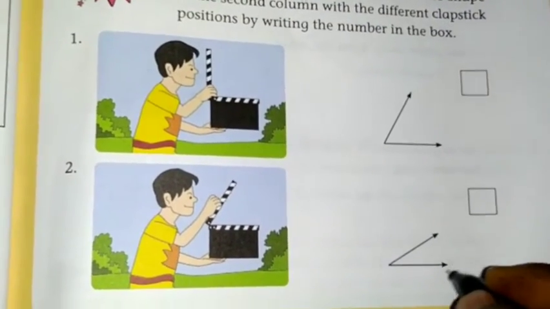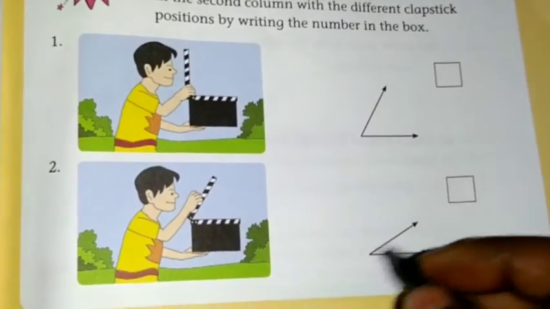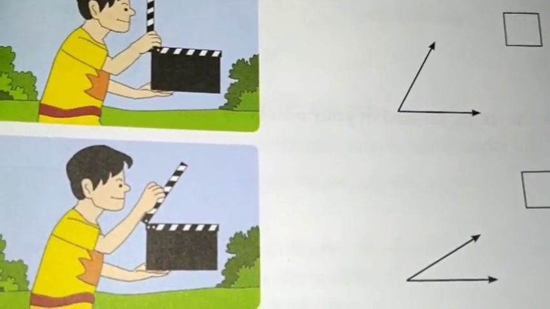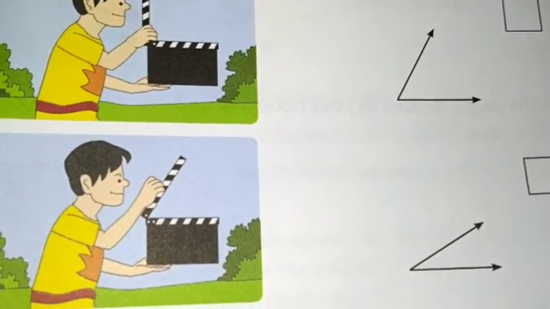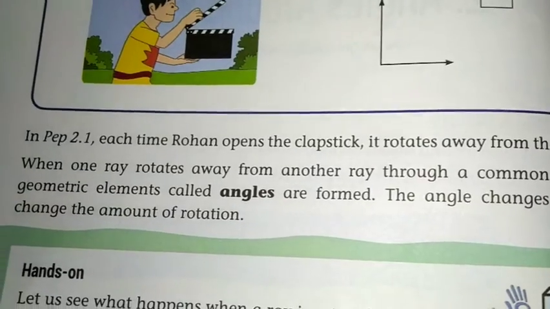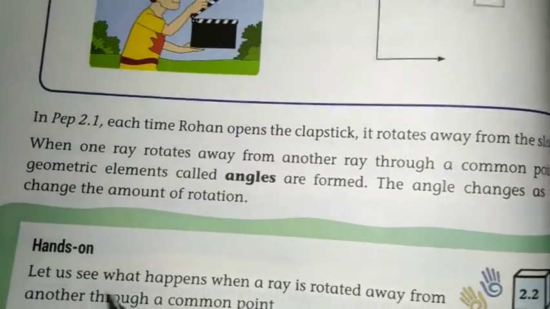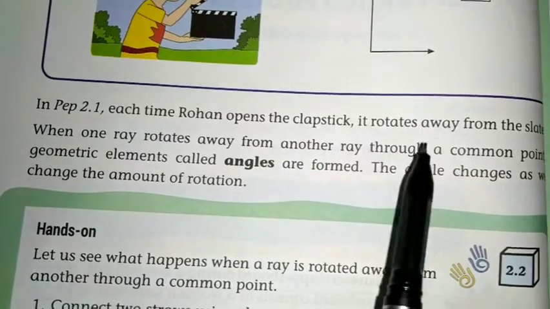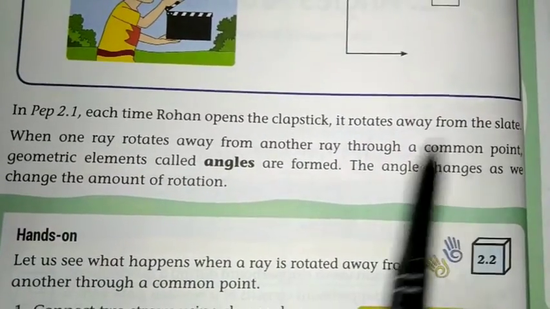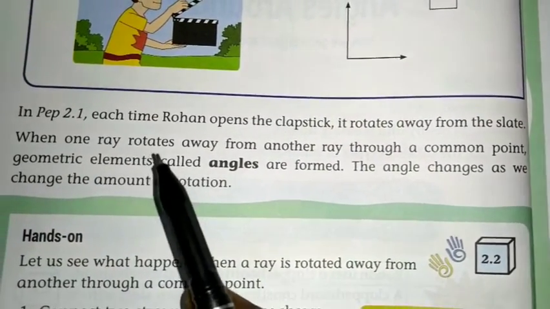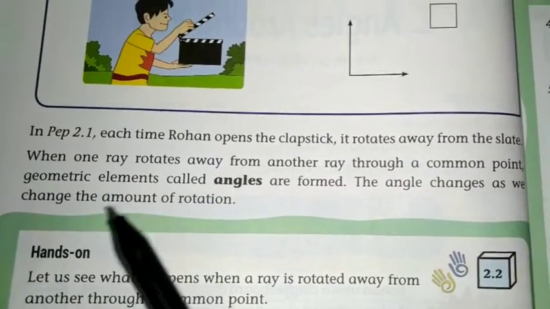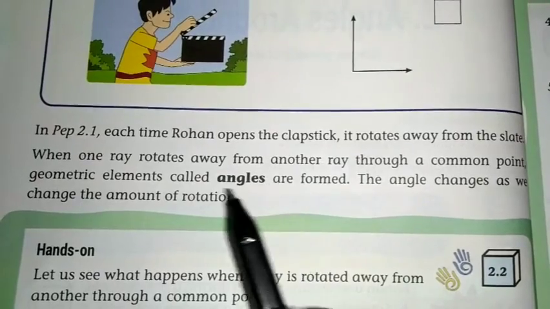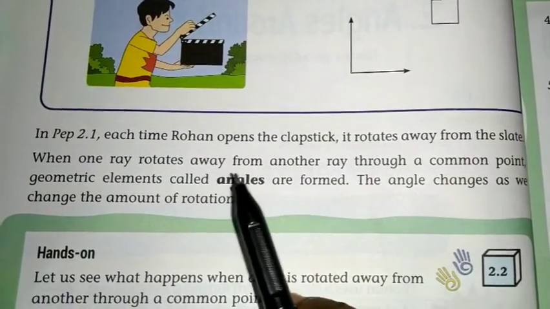Am I clear to you? So, for the first figure, your answer is on the next page. For the second shape, your answer is on the same page in the second column. So, you have to match the first column figures with the second column angles by yourself. In PEP 2.1, each time Rohan opens the clapstick, it rotates away from the slate. When one ray rotates away from another ray through a common point, geometric elements called angles are formed.